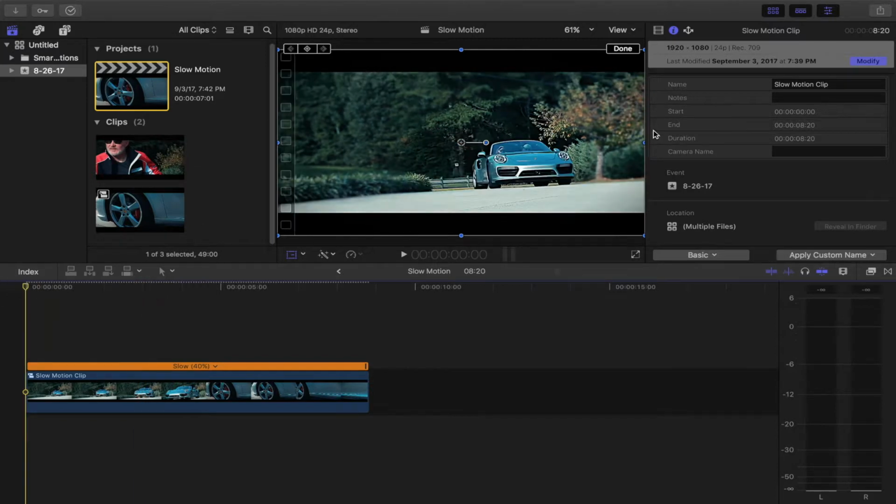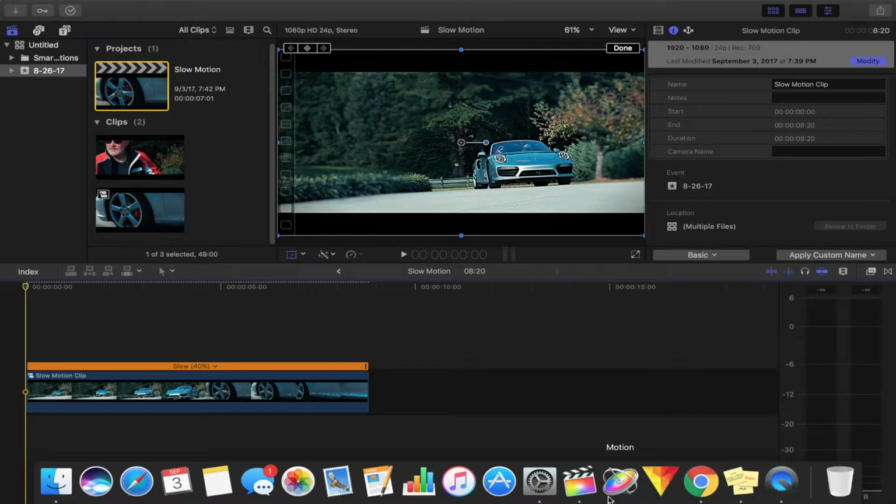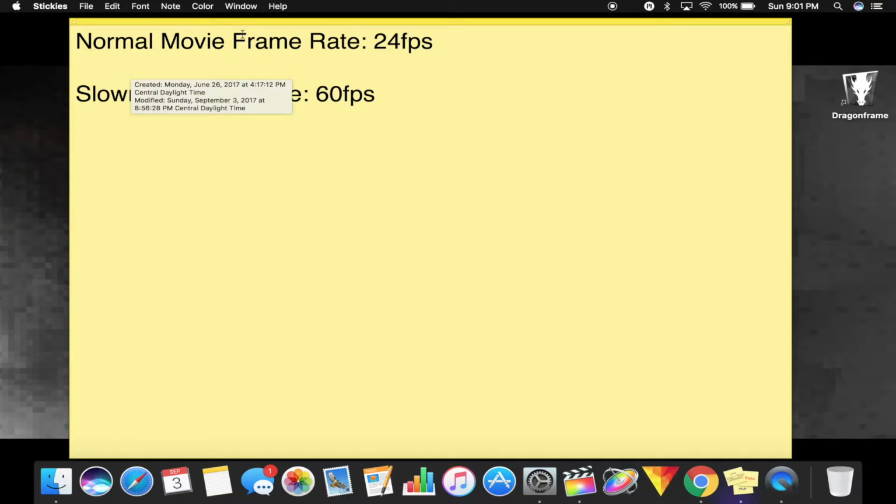So as right now, I actually filmed this in 60 frames per second. I know it says 24 frames per second or 24p, but I filmed it in 60 frames per second. So if I go over here to my math on my sticky notes, the normal movie frame rate is 24 frames per second, and I filmed it in 60 frames per second. So if I divide 24 by the 60 frames per second that I did, I get 40%.